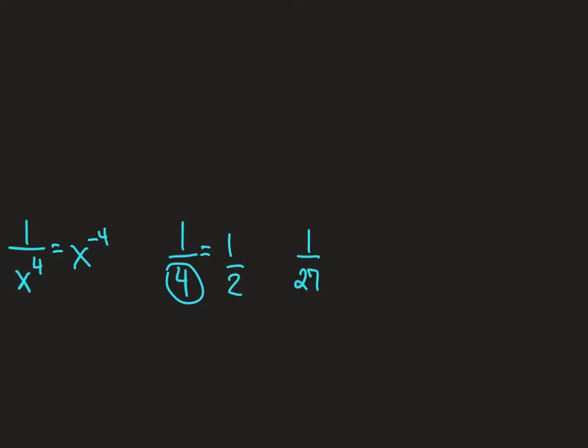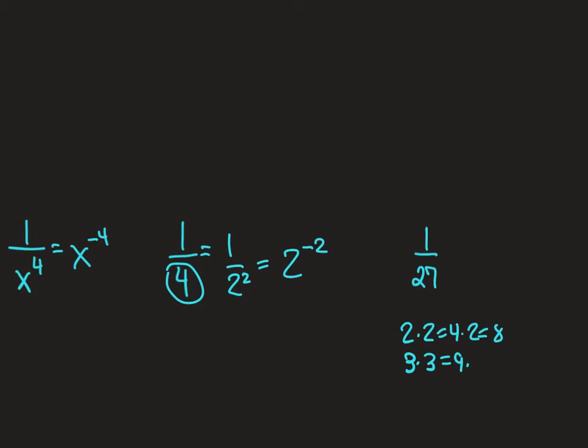Oh, that's 1 over 2 squared. Now that I know it's 1 over 2 squared, I can say that it's 2 to the negative 2. How would 27 have looked before you made it 27? What base and what exponent would end up making 27? Well, 2 times 2 is 4 times 2 is 8. I don't think we're ever going to get to 27. 3 times 3 is 9 times 3 is 27. So I would have 3 to the negative 3rd power.